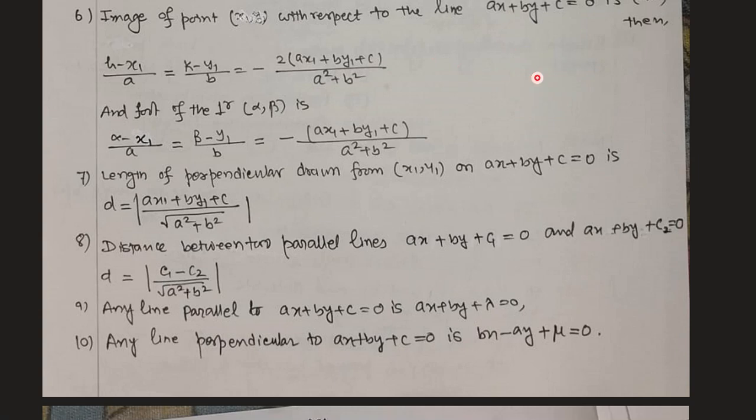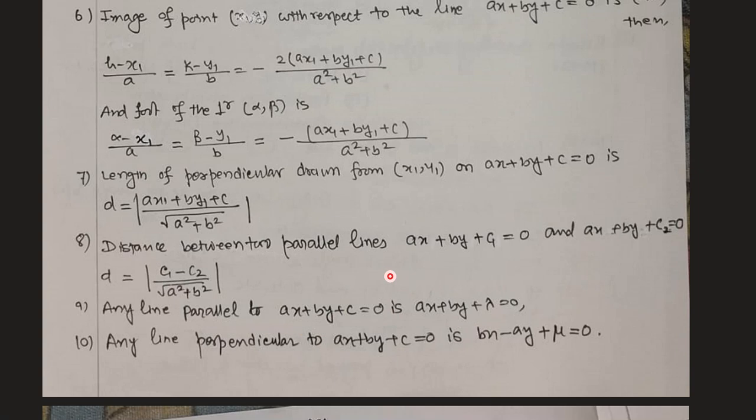So here you have to take the difference of the constants with modulus sign divided by root over a square plus b square. Now this part should be the same for the parallel line. All of you know about it. Any line parallel to the given line, this part should be the same, and they differ only by the constants. Otherwise, you get the coincident line.